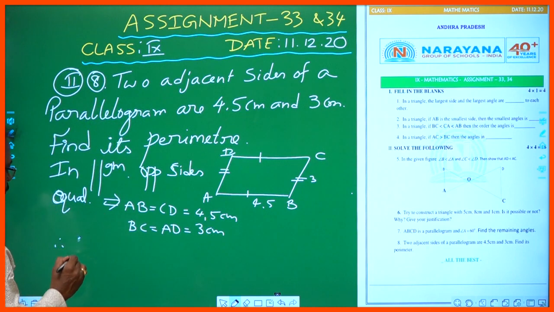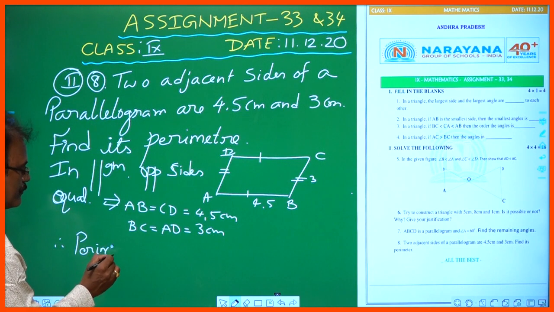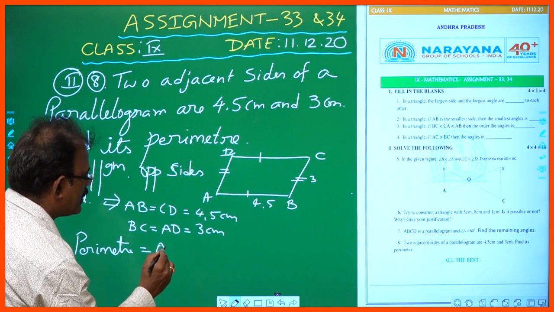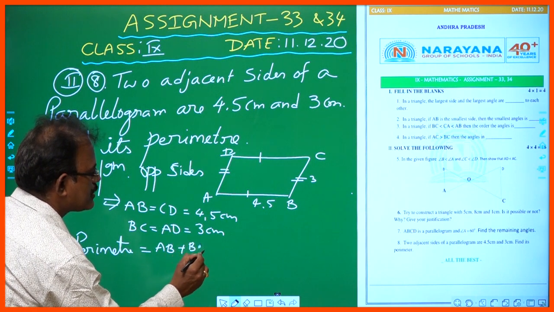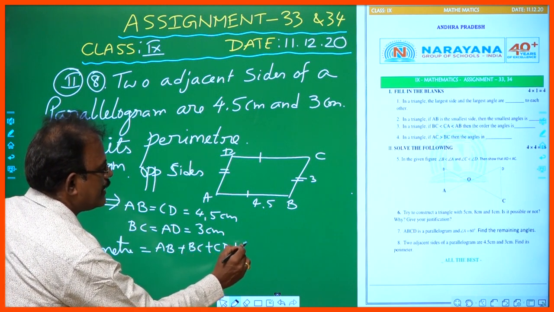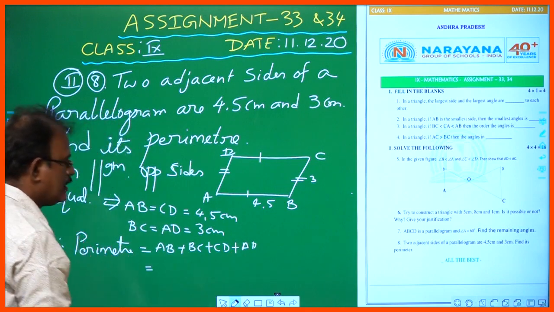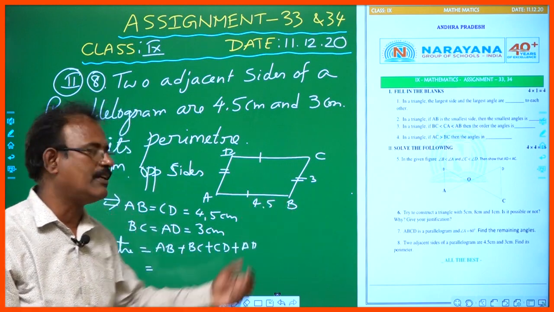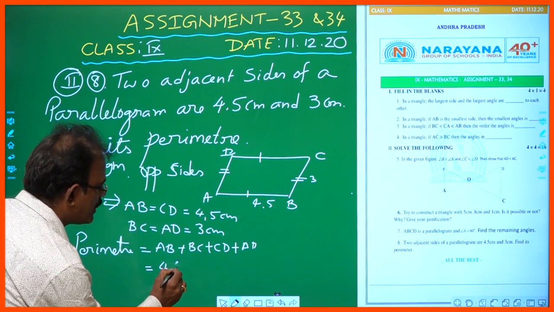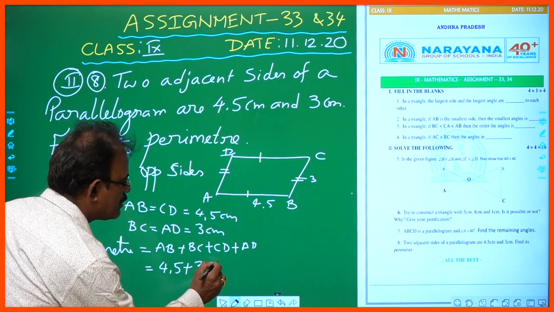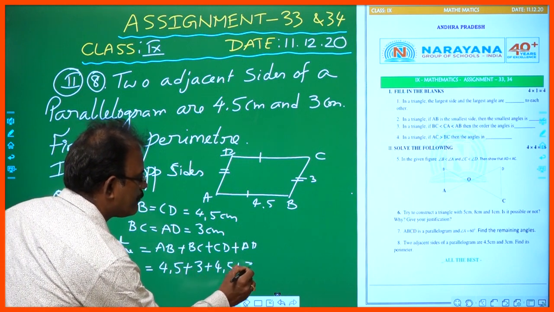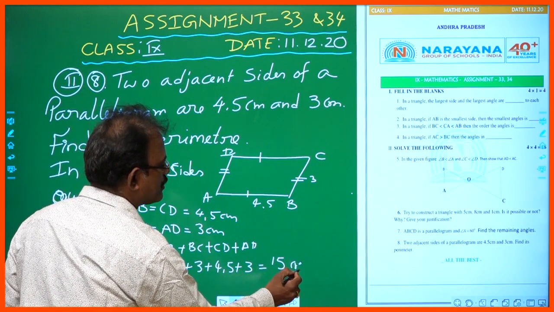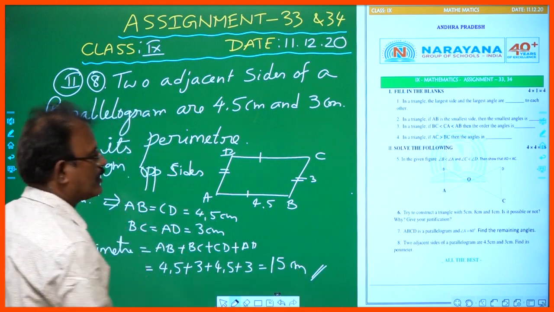If it is so, the perimeter of parallelogram ABCD is AB plus BC plus CD plus AD. Perimeter means, you know very well, children, the total length of the boundary of a given figure. So this is 4.5 plus 3 plus 4.5 plus 3. That gives 9 plus 6, 15 centimeters, children. That gives the perimeter of parallelogram ABCD as 15 centimeters.